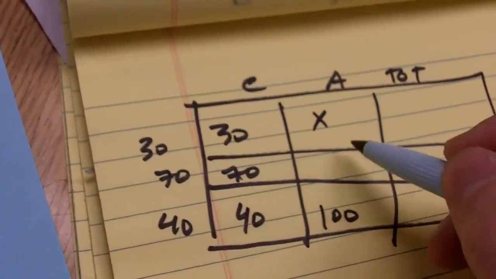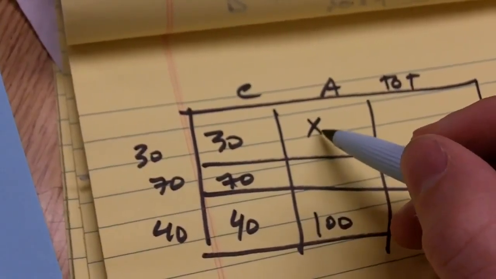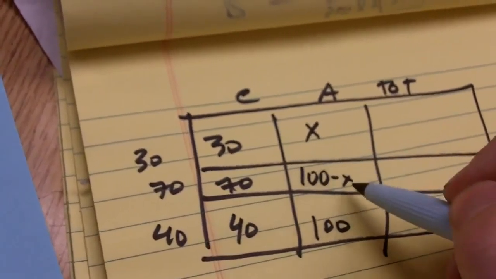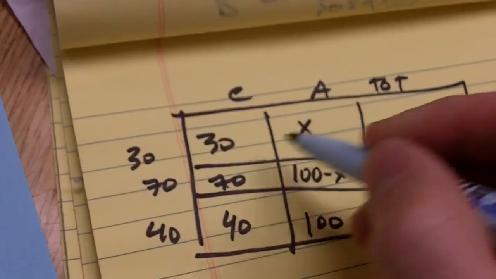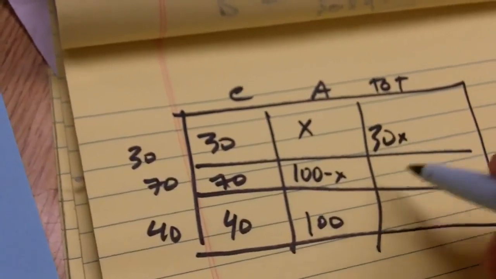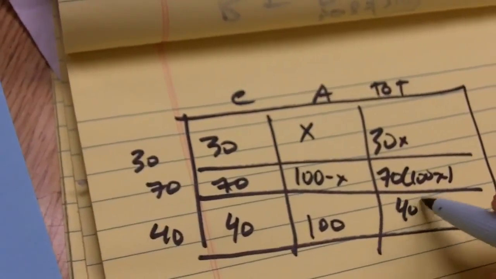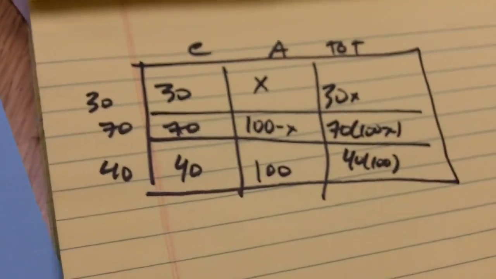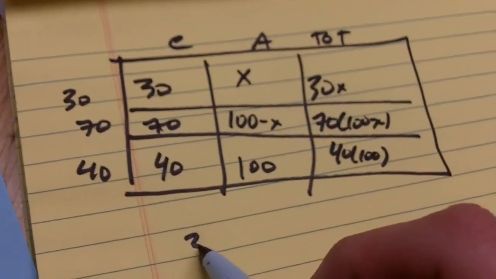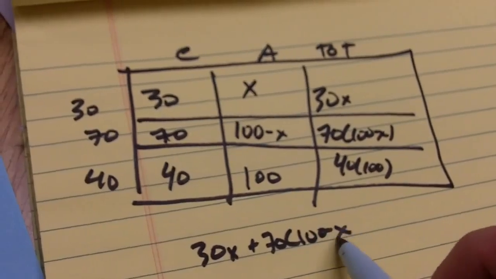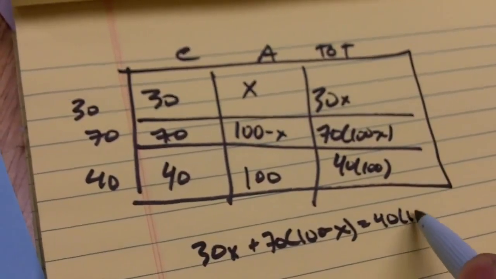Make one of these x, make the other one, figure out how do I get to 100 from x. I've got to do x plus 100 minus x equals 100. Look at this, the x's would cancel out if I add those together, I just get 100. Totals: 30x, 70 times 100 minus x, 40 times 100. Let's go ahead and solve this. 30x plus 70 times 100 minus x equals 40 times 100.